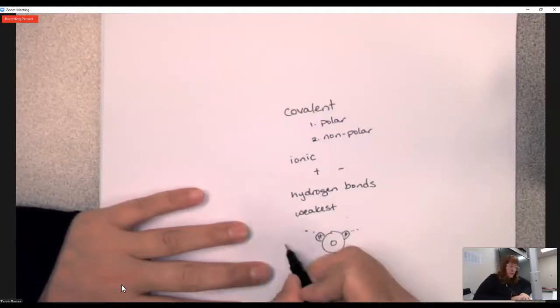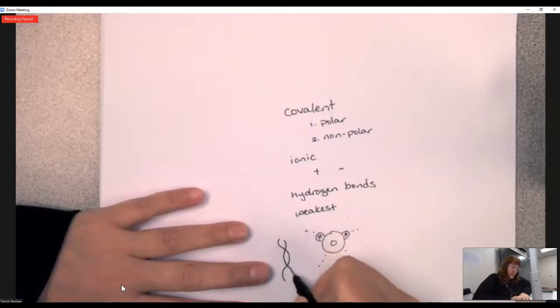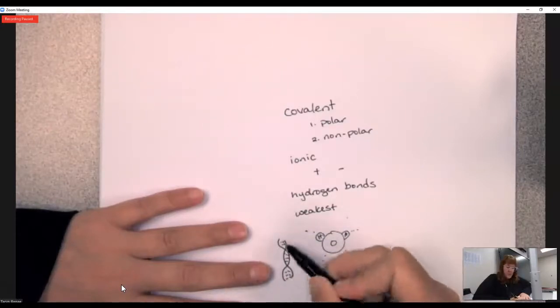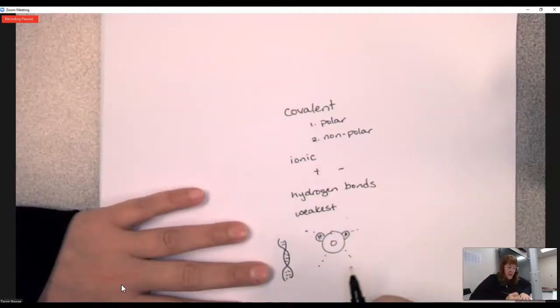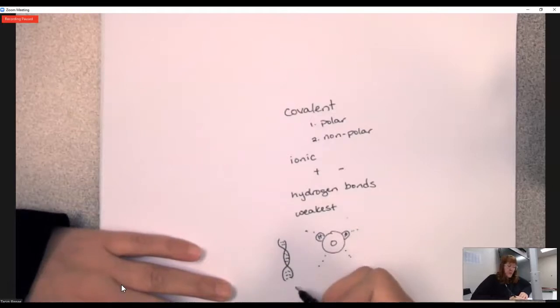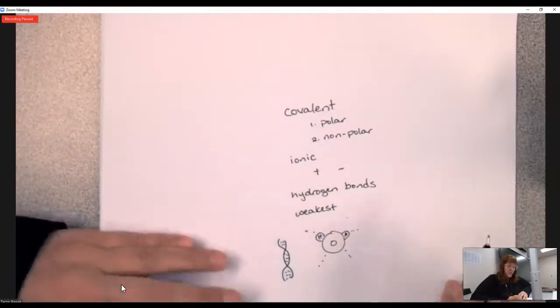But they are also meant to be unzipped. So one of the famous hydrogen bond areas is actually in our DNA. So all of these are hydrogen bonds that are the rungs of the ladder. And DNA is meant to be zipped and unzipped. So we have that example there.